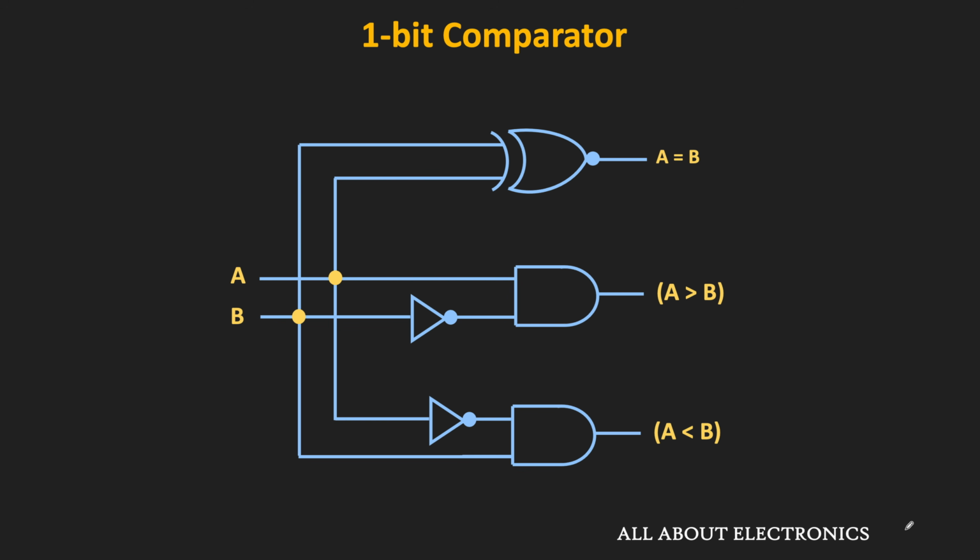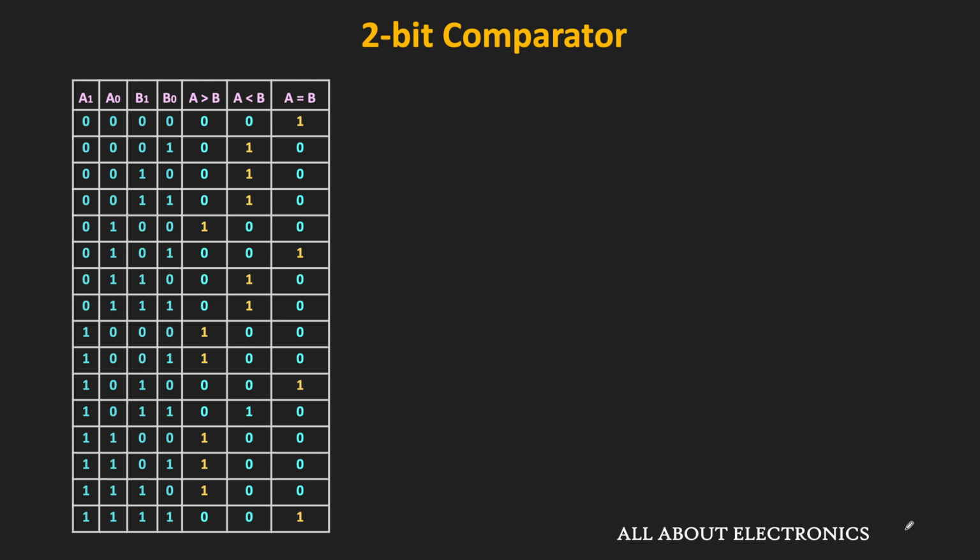Likewise, in case of the 2-bit comparator, each number consists of 2 bits. So overall, for the 2-bit comparator, we have a total of 4 different bits, that is A1, A0 and B1, B0. Let's say A is equal to A1, A0 and B is equal to B1, B0. That means for the 4 different inputs, we have a total of 16 different input combinations. And this is the truth table for this 2-bit comparator.